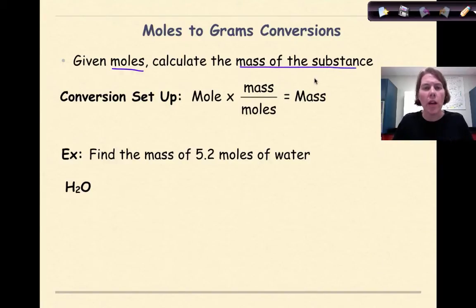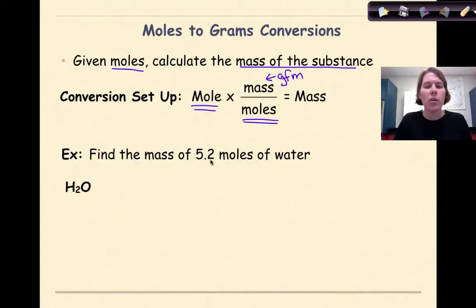So, find grams. The conversion setup here is you have a given number of moles. 1 mole will go on the bottom. The gram formula mass, GFM, will go on top, or the atomic mass if you're just dealing with one element. And you will end with mass. Let's look at our first example here.